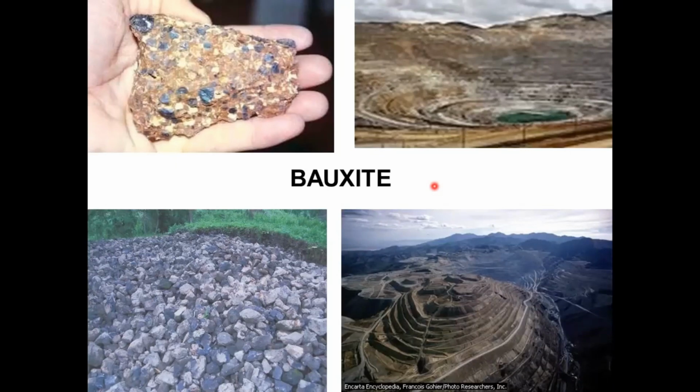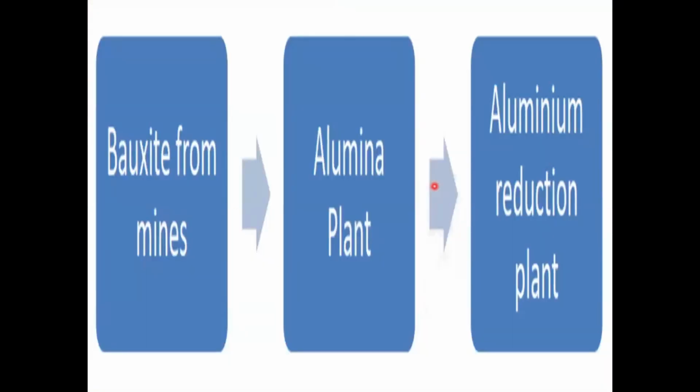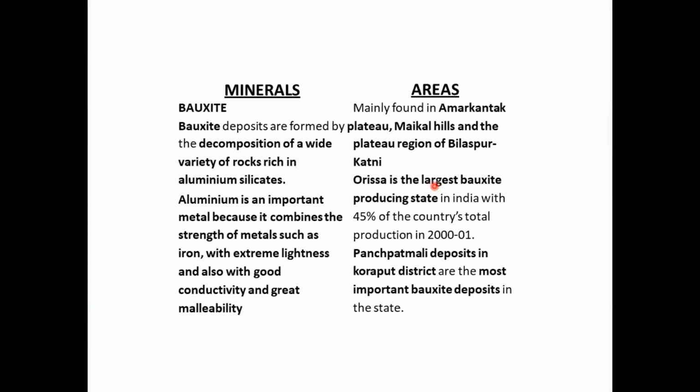You need to understand that bauxite is a clay-like substance from which we obtain alumina. And when we further go through the process, from alumina we derive aluminium. So here is the process. From bauxite we derive alumina, and from alumina we get aluminium. Now bauxite deposits are formed because of the decomposition of a wide variety of rocks rich in aluminium silicate.